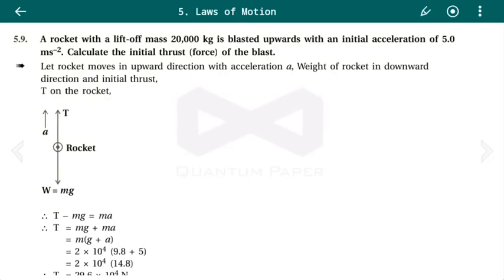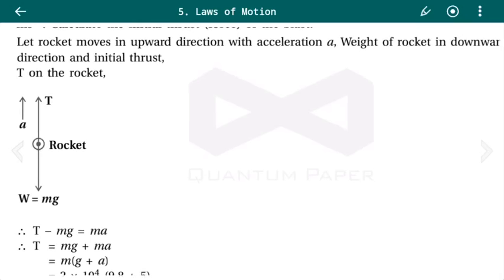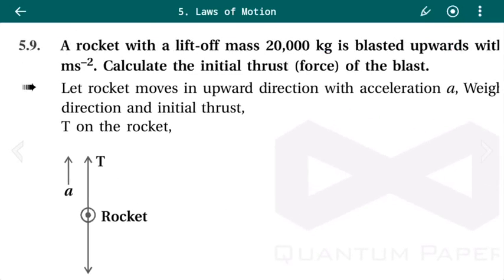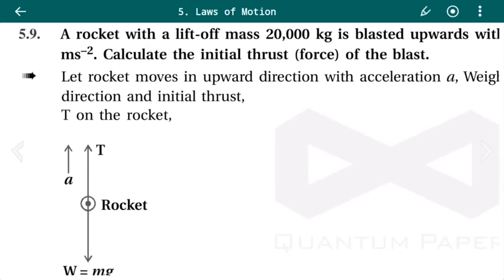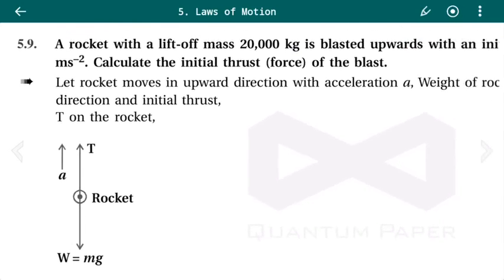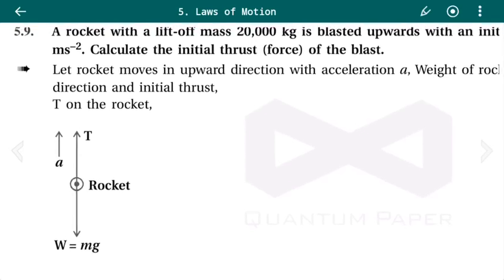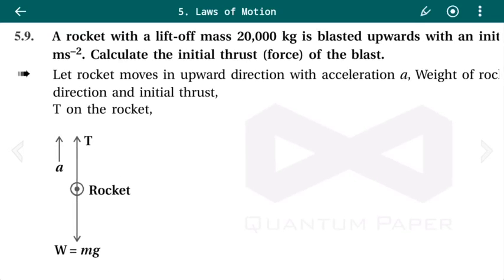In this video, we are going to solve some of the numericals of the textbook exercise of chapter number 5, laws of motion. So let us see the ninth numerical of the exercise. A rocket with a lift of mass 20,000 kg is blasted upwards with an initial acceleration of 5 meter per second square. As you can see here in the figure, the rocket is moving in the upward direction. Its mass is 20,000 kg and the acceleration is 5 meter per second square. Calculate the initial thrust or force of the blast.